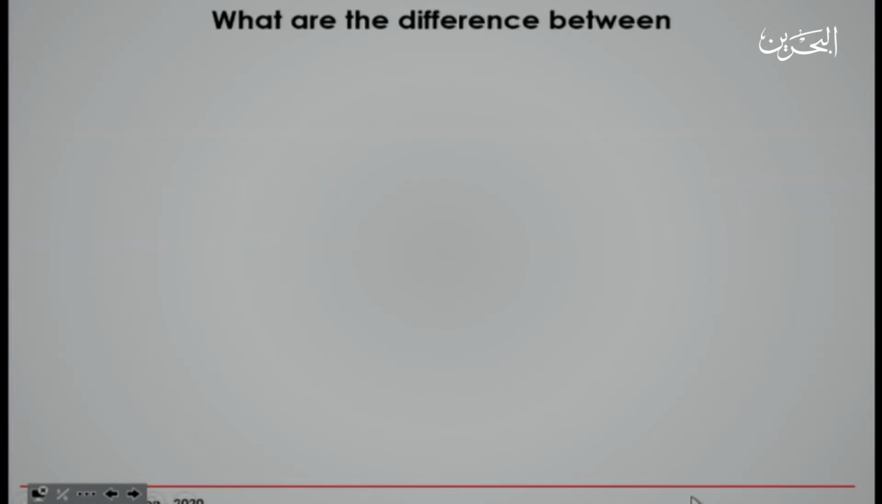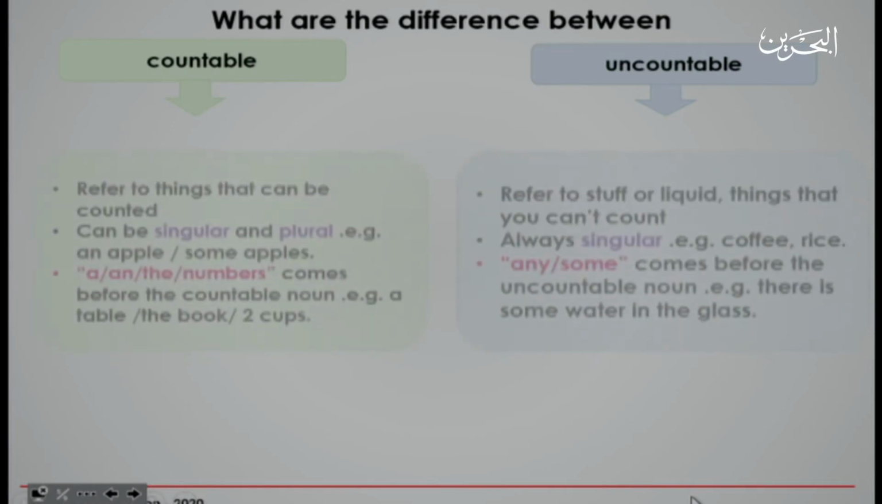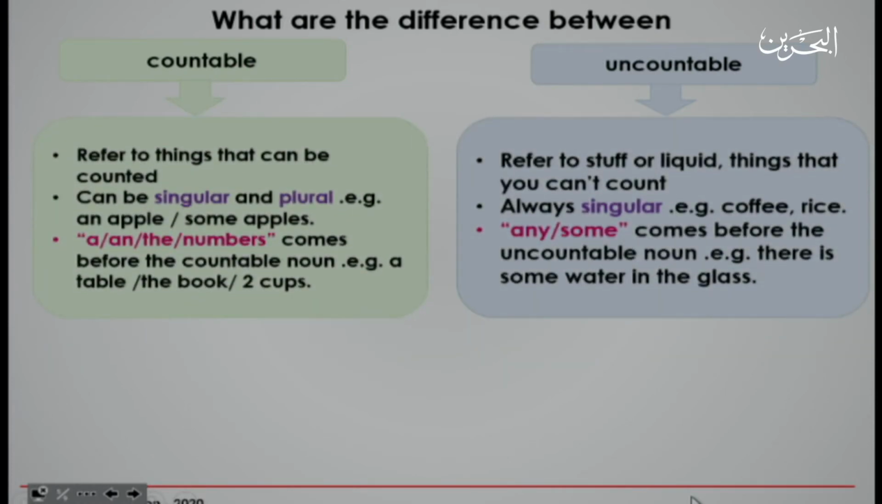What are the differences between countable and uncountable? Countable nouns refer to things that can be counted, can be singular and plural. For example, an apple, some apples. A and the numbers come before the countable noun. For example, a table, the book, 2 cups.